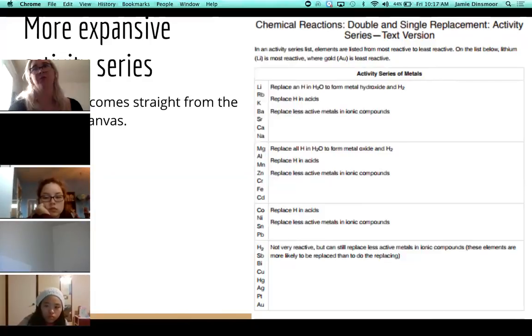There's no way you're going to have this completely memorized. You'll probably know lithium is the most reactive, right? Otherwise, you're going to need to reference this activity series. So you want to have one printed and ready to go.